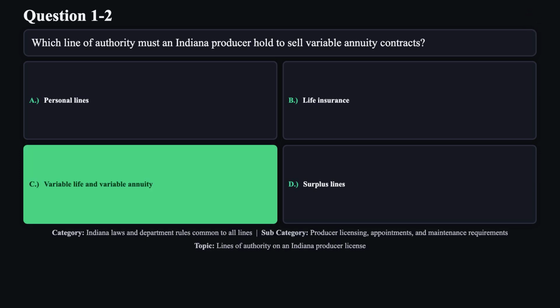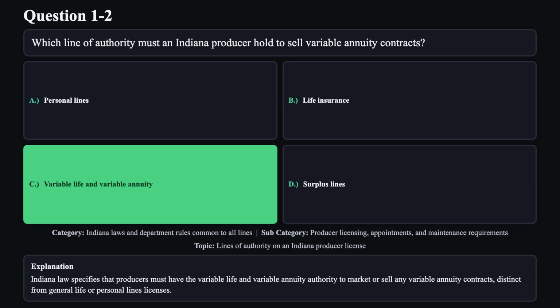The correct answer is C. Indiana law specifies that producers must have the variable life and variable annuity authority to market or sell any variable annuity contracts, distinct from general life or personal lines licenses.